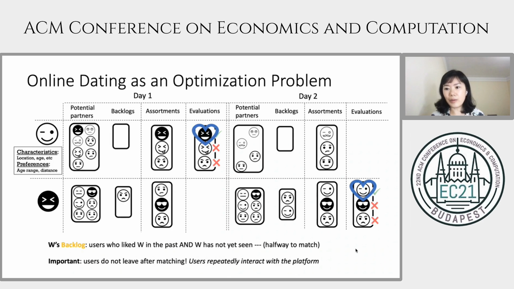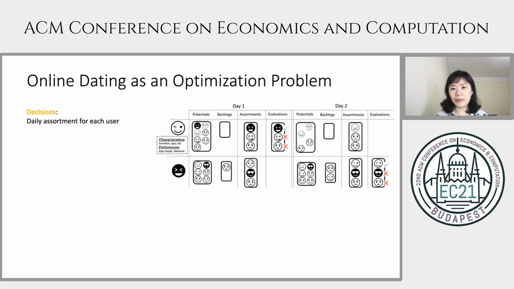And if at some point a pair of users like each other, a match is formed. One important thing here, as this example illustrates, is that the match does not need to be formed within one period. They could be formed asynchronously, and most of them do form asynchronously. And also, users do not leave after their match. So users repeatedly interact with the platform.